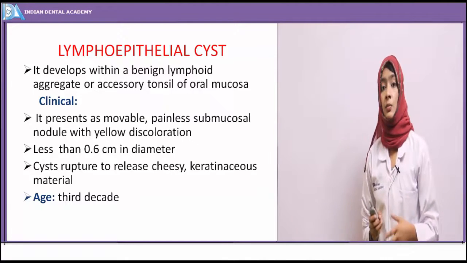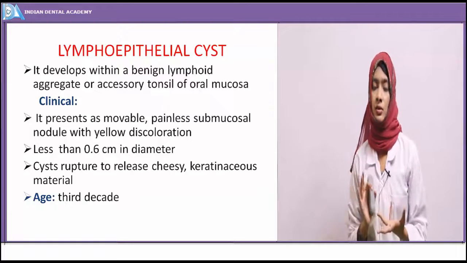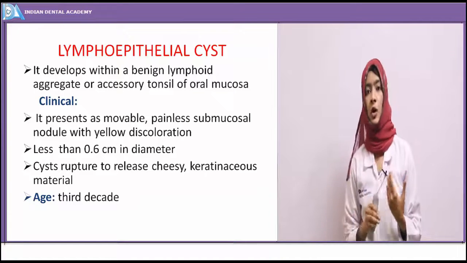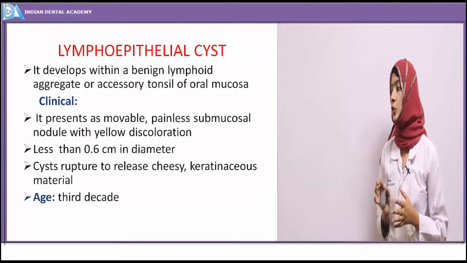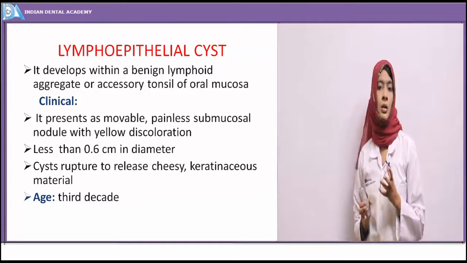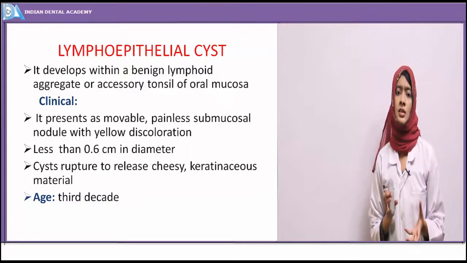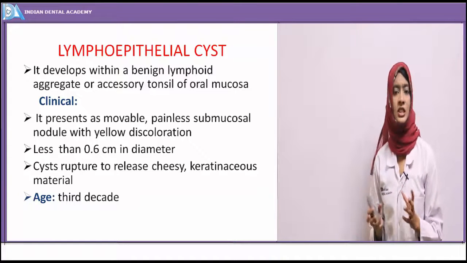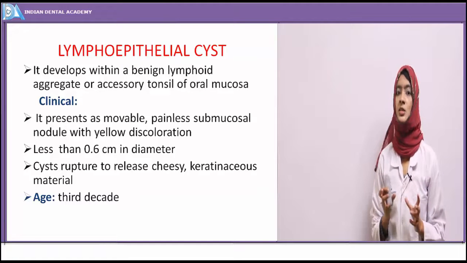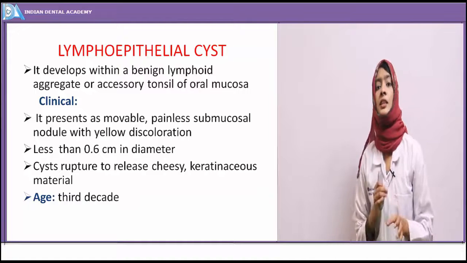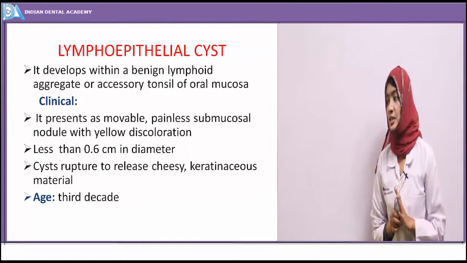Clinically, most cases of oral lymphoepithelial cyst are encountered in the floor of the mouth. The commonest site of occurrence is the floor of the mouth. They present as movable, painless, submucosal nodules, sometimes with yellow discoloration. They may be translucent in appearance when seen in the oral cavity under illumination. They are less than 0.6 centimeter in diameter.